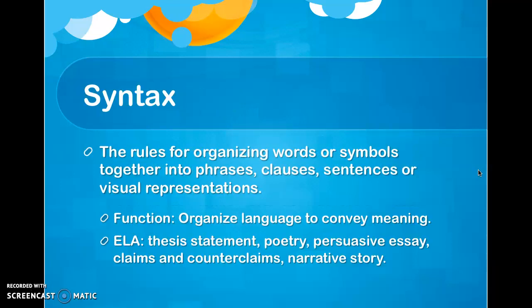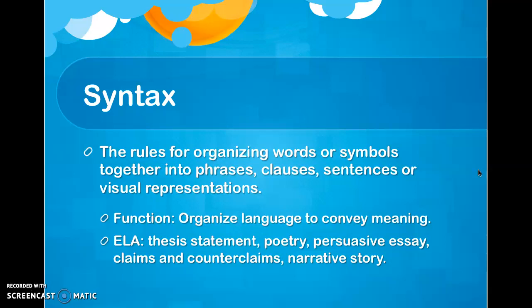Syntax is the rules for organizing words or symbols together into phrases, clauses, sentences, or visual representations. The main function of syntax is the way in which we organize language to convey a specific meaning. Within English, this can refer to constructing a thesis statement or constructing a specific style of poem, and the way that you organize the language within the poem to draw out a specific emotion or to portray a specific story or moral.